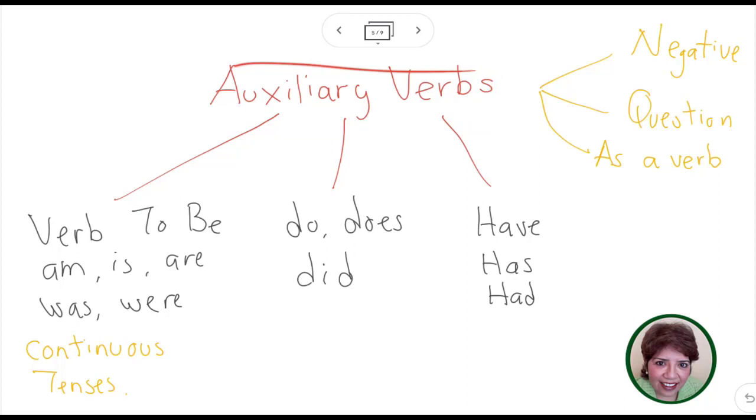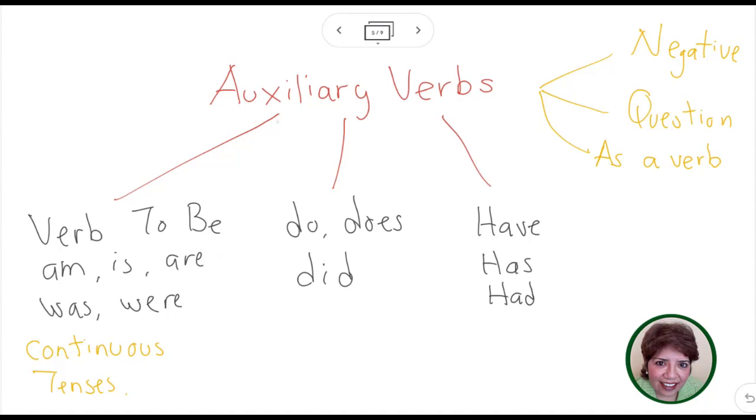Let's see who are the auxiliary verbs. The auxiliary verbs are the verb to be, the verb do, does, did, and the verb have, has, had. Remember that they are auxiliary verbs, then they are useful to make negative sentences, to make questions, and they work as a verb too. Ok? Entonces, ¿por qué se llaman estos auxiliares verbos? Porque también trabajan como un verbo solito. O sea, yo puedo decir I am, yo puedo decir they are y se comprende perfectamente.